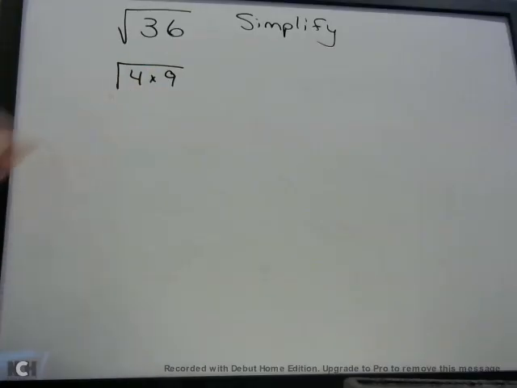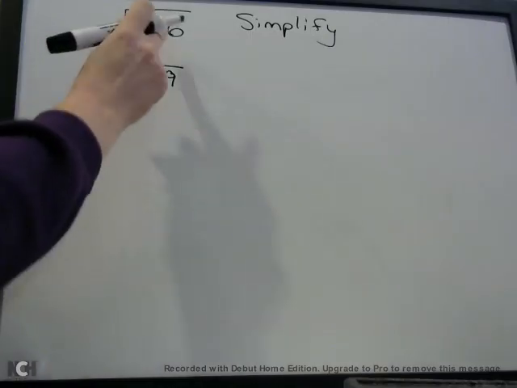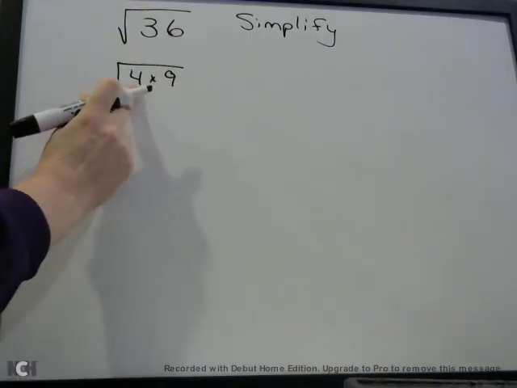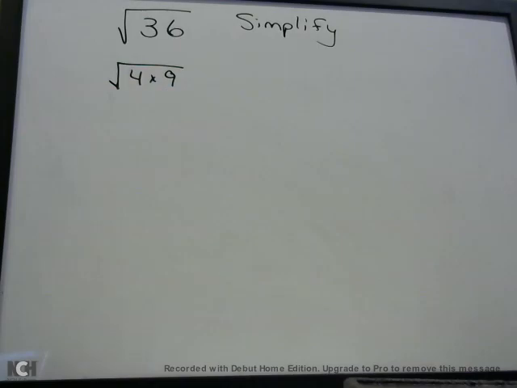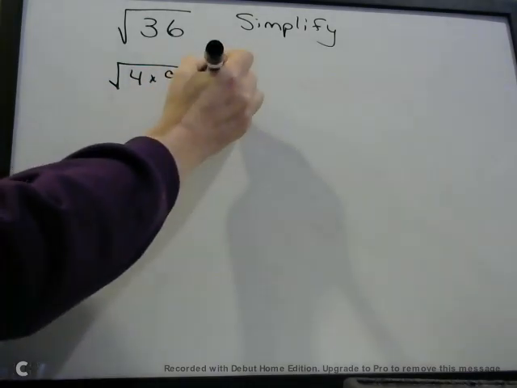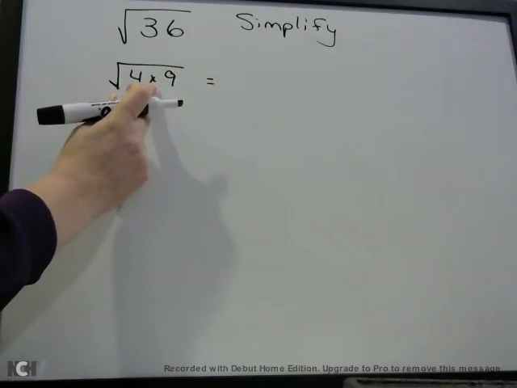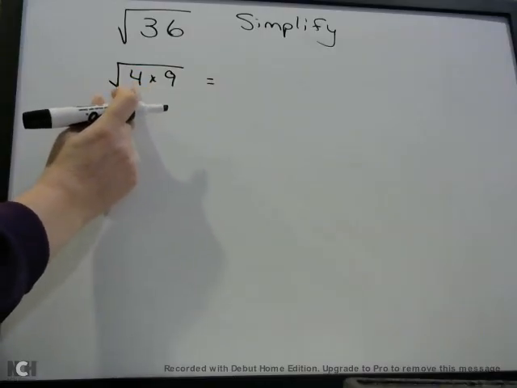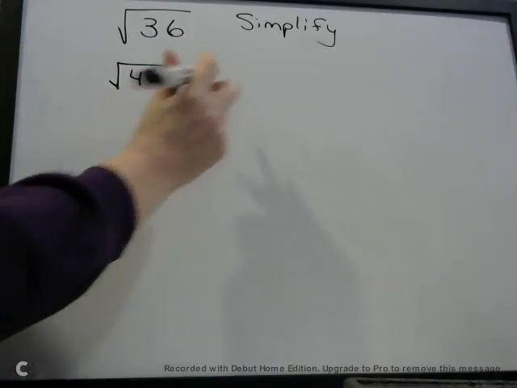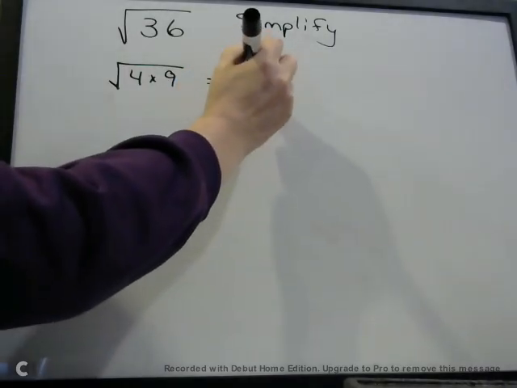Again, this is why you need to know your multiplication tables. So 4 times 9 is 36, so instead of writing it as 36, we're going to take the square root of 4 times 9. Now this we can break up. If this is a multiplication sign here, we can make this into the square root of 4 times the square root of 9.